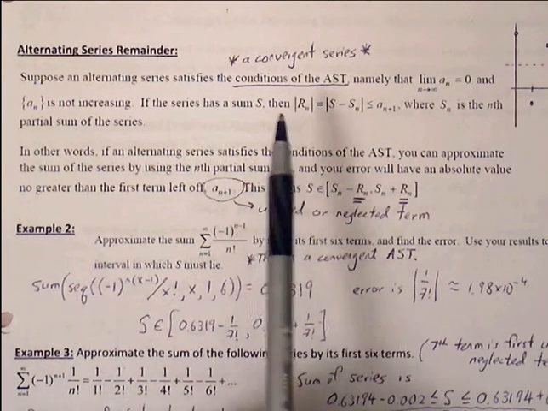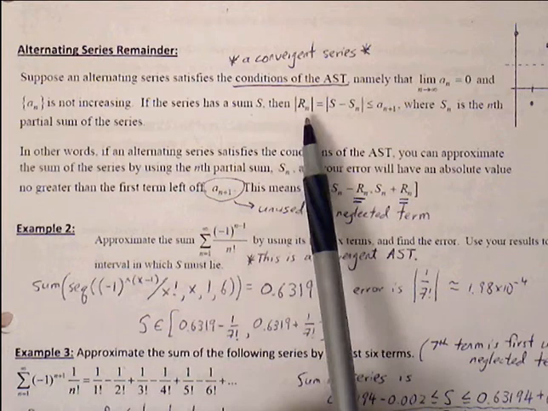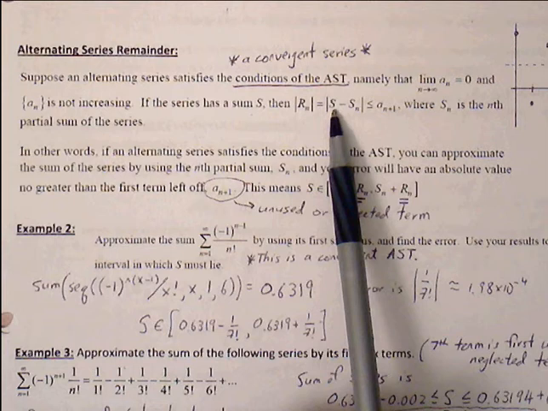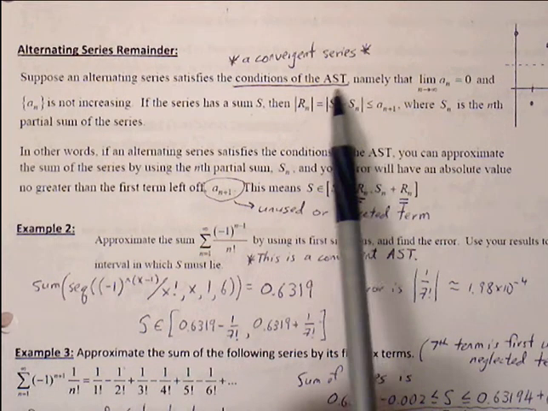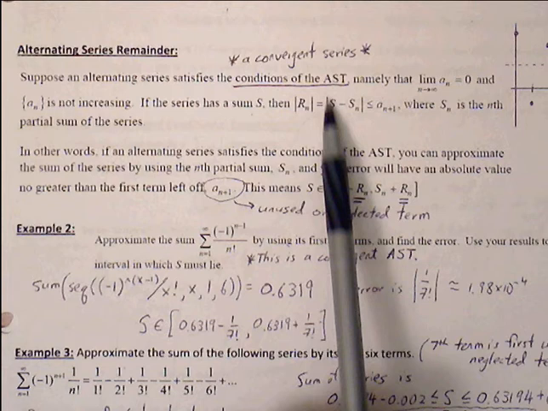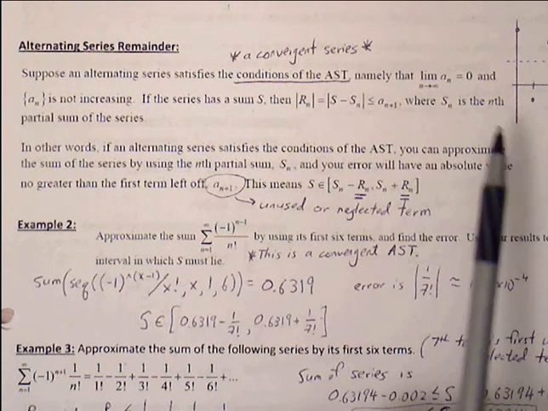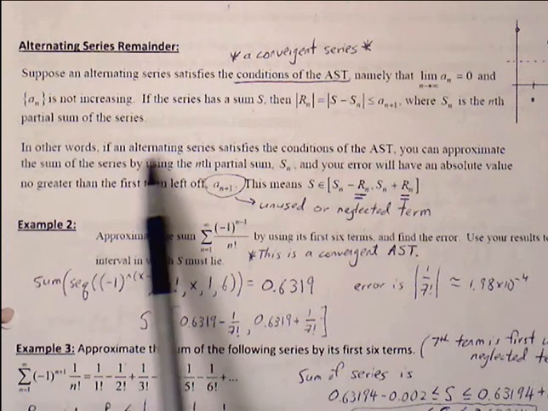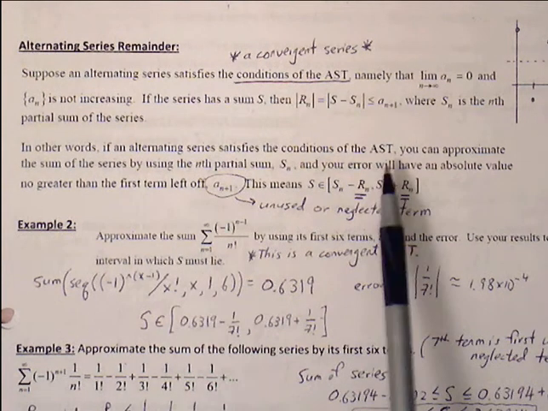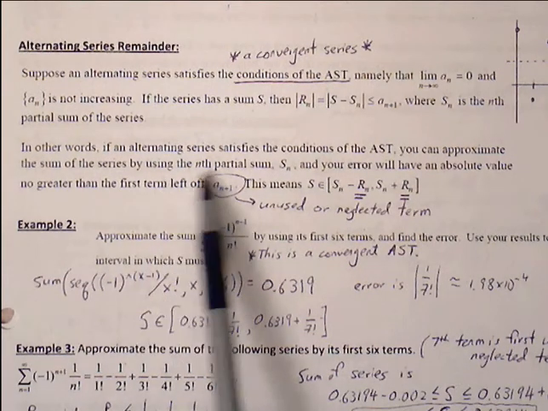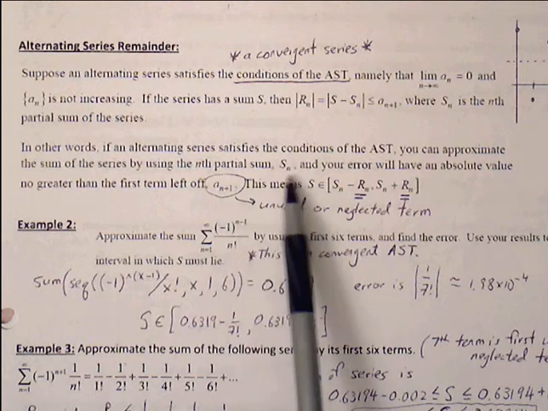So if the series has a sum S, then the remainder is going to be the sum minus the nth term sum. We know that the difference between the sum and the nth term sum will be less than or equal to the n plus first term, where S sub n is the nth partial sum of the series. So in other words, if an alternating series satisfies the condition of the alternating series test, we can approximate the sum of the series by using the nth partial sum S sub n.